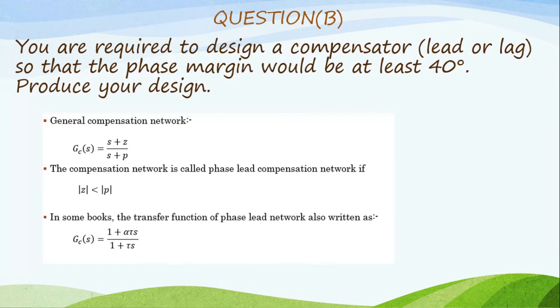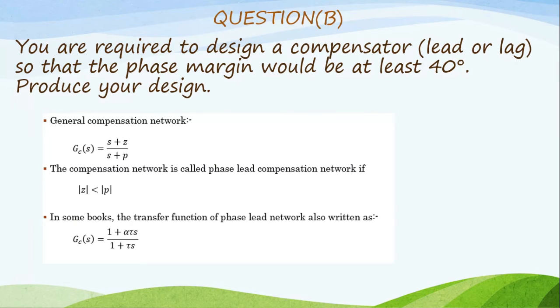Question B requires you to design a compensator, either lead or lag, so that the phase margin will be at least 40 degrees. Produce your design. The general compensation network consists of a function (s plus z) over (s plus p), where z is the zero and p is the pole. The compensation network is called a phase lead compensation network if the absolute value of z is less than the absolute value of the pole.